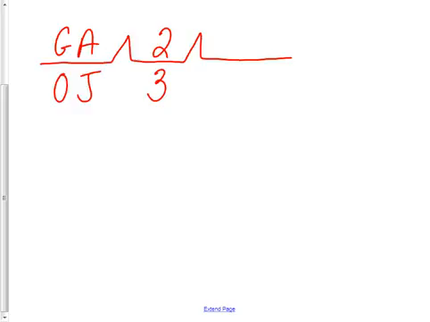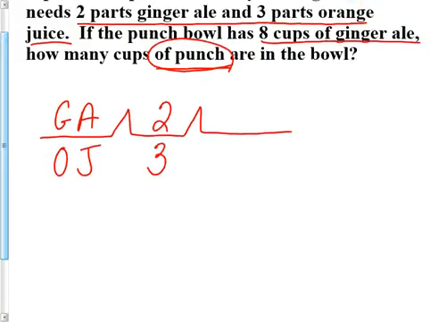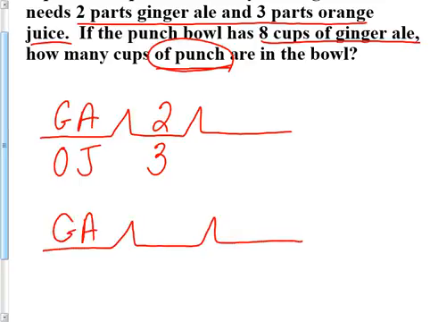What we do have to do is take this ratio and use it to write, so my question says if the punch bowl has 8 cups of ginger ale, how many cups of punch? So I need to take this and use it to write my ratio of ginger ale not to orange juice, but to total punch. And that ratio is going to be, see if you know what it is. Pause for a moment and think about it, and then play and see if you got it right. All right, what you should have gotten is a ratio of 2 to 5.